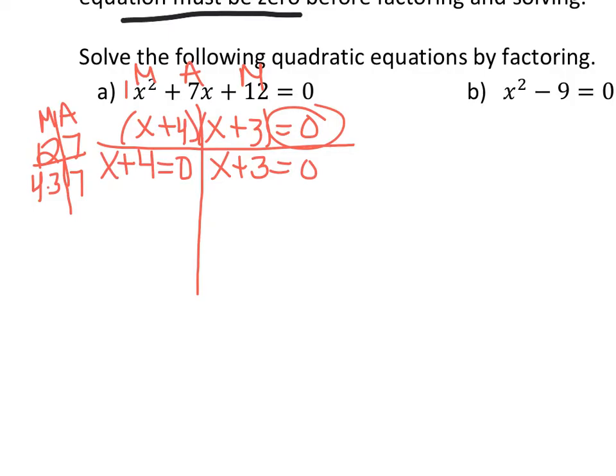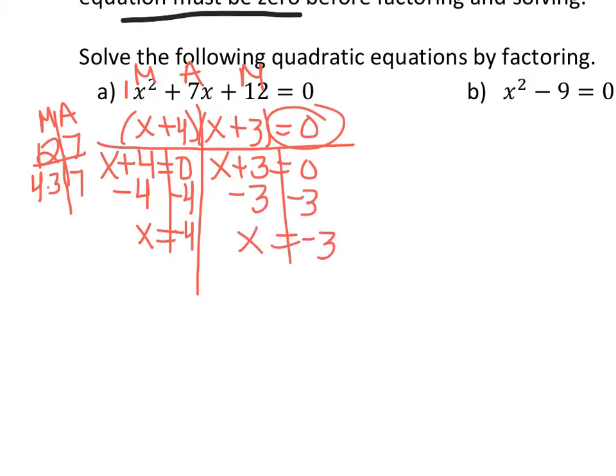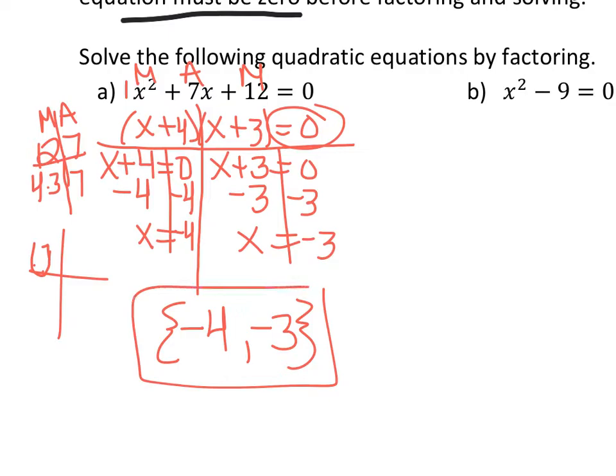Now I have two one-step equations to solve. Let's do the one on the left. I'm going to subtract 4, and I get x equals -4. And on the right, I will subtract 3 and get x equals -3. That means that on my graph of this parabola, it actually crosses the x-axis at -4 and -3. So it would look something similar to that. To write this answer, we're going to use our brackets. Put your answers in numerical order. Those are the roots.